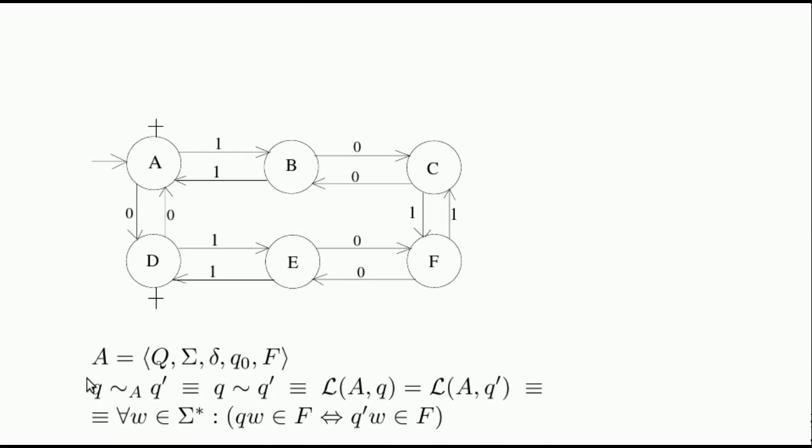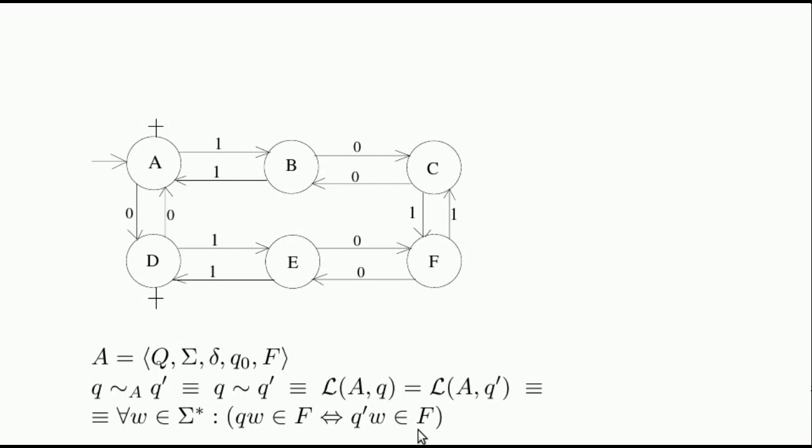Let A be a DFA. We define the following relation between states in A, denoted in this way, or ignoring the A like this. Two states q and q' are equivalent or indistinguishable if the languages recognized from them are the same. This is analogous to saying that, for any word w, from q we reach an accepting state after reading w if and only if from q' we reach an accepting state after reading w. It is easy to see that this is an equivalence relation, that is, reflexive, symmetric, and transitive.